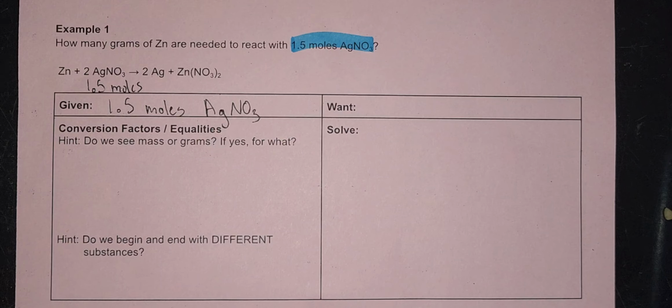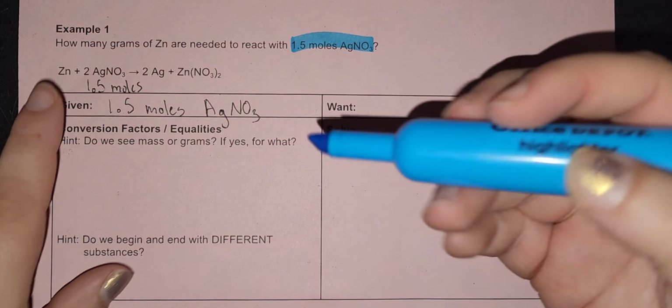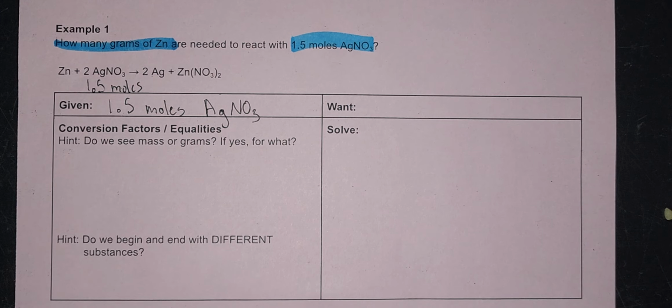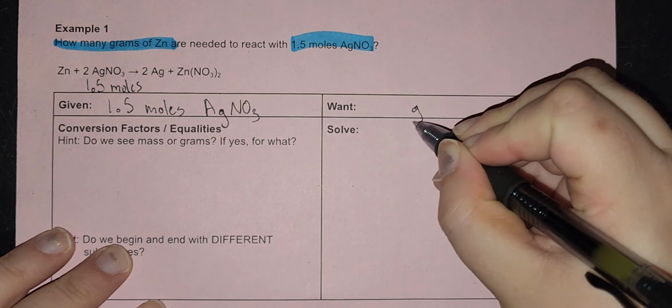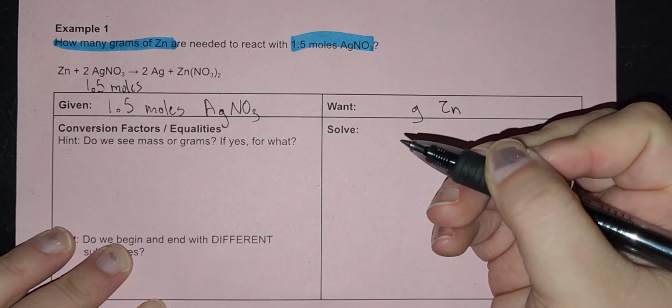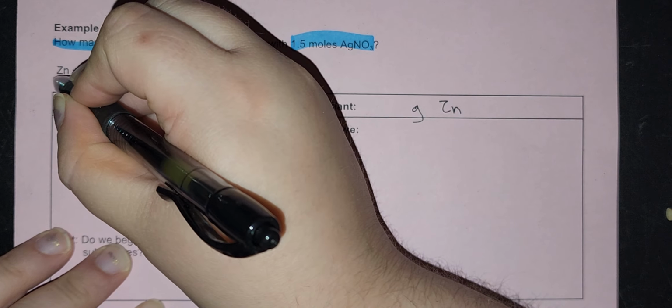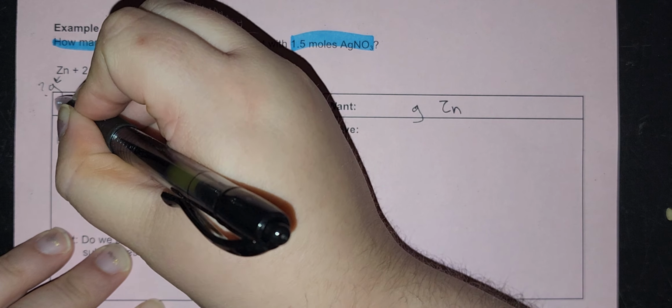Now the second thing that I need to identify is what we're actually looking for. A lot of the times this is going to start with how many or how much. As we see right here, it says how many grams of zinc. So that's going to tell us that that's what we're looking for. We want to find the grams of zinc, and I'm going to label that this is what we want in grams.